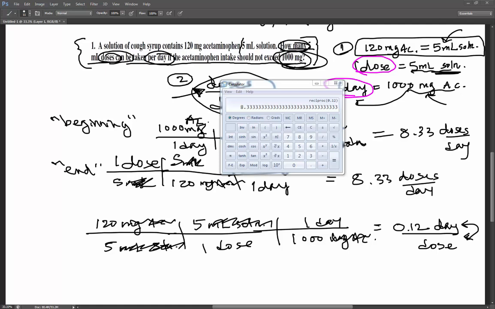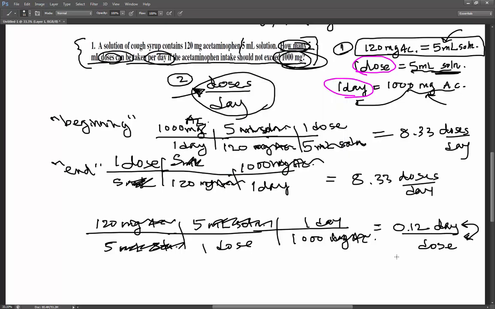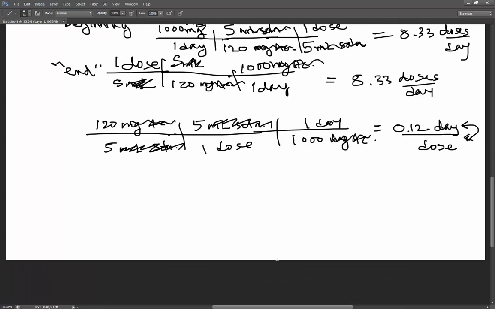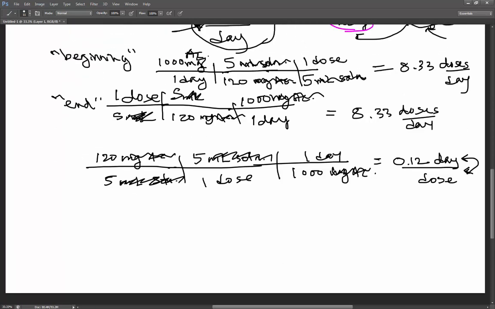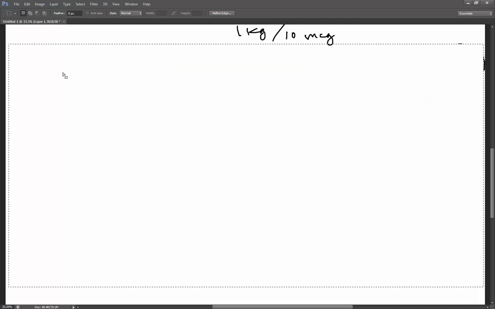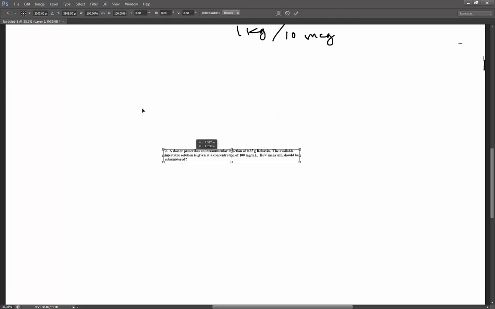So we're going to look at example number 2 from the lecture notes. This says a doctor prescribes an intramuscular injection of 0.35 grams of Roboxin. The injectable solution is given at a concentration of 100 milligrams per milliliter. And we want to know how many milliliters should be administered. Just going to set this up here.